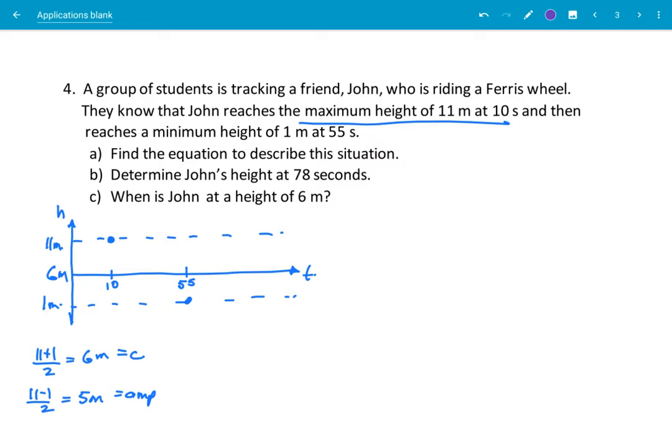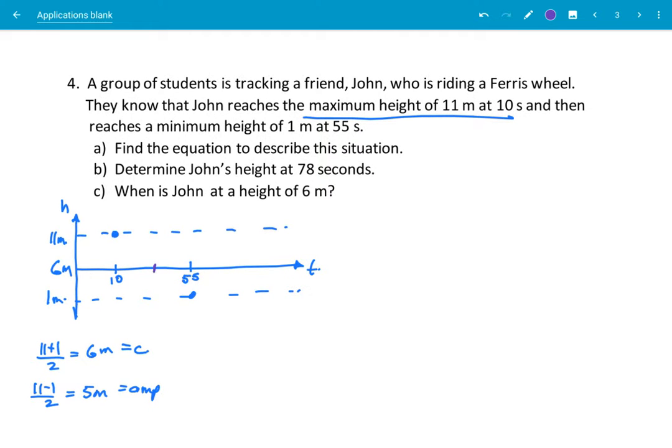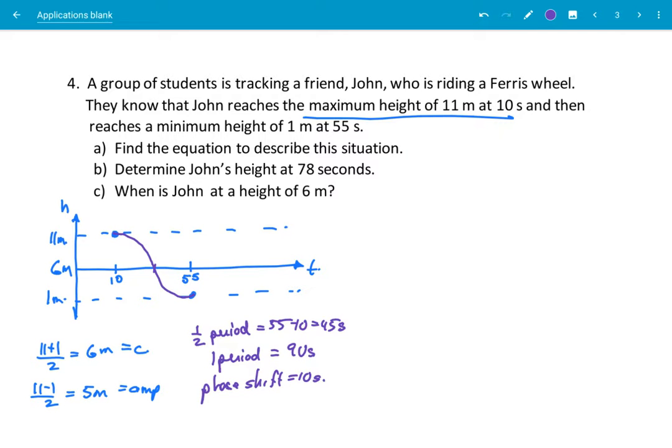So let's just work on that. In the middle here, it's going to transition to below like this. So this is actually half a cycle or half a period. So half a period is 55 minus 10, 45 seconds. One period then is double that, or 90 seconds. And the phase shift is 10 seconds, right? And it's 10 seconds if we use a cosine.